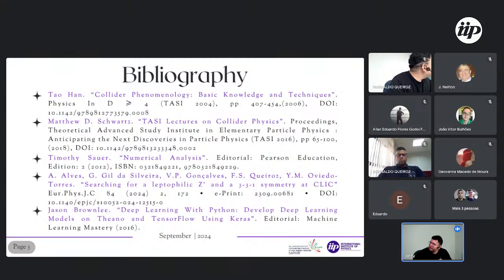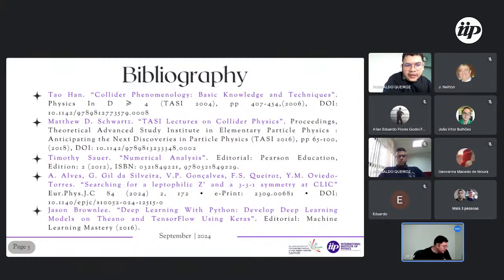This is the biography. The first two papers are very important because they are lecture notes from two researchers, Tao Han and Matthew Thwars, and they are related to collider physics. To understand some of the introductory part, we cover numerical analysis, in which we can solve equations, differential equations, integral equations, etc. Numerical stochastic calculus: we can see books such as Timothy Sauer's Numerical Analysis.